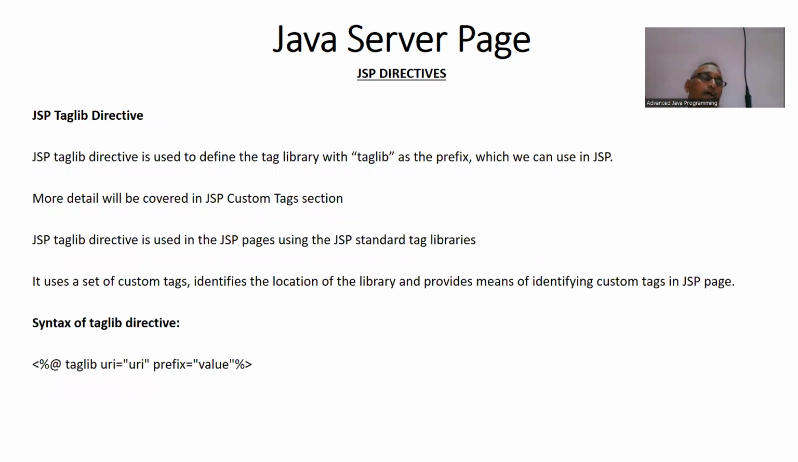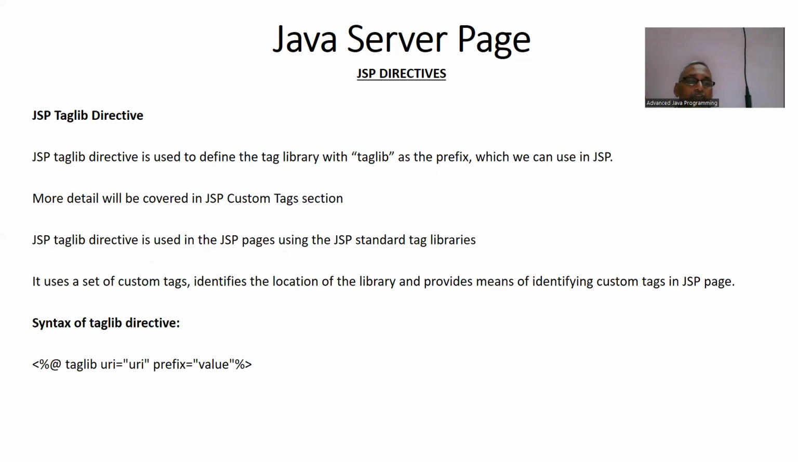Next thing, JSP taglib directives. This directive is used to define the tag library with the taglib prefix, which we can use in JSP. More detail will be covered in JSP custom tags. We will see this later.